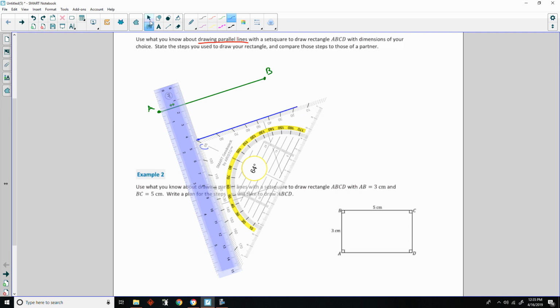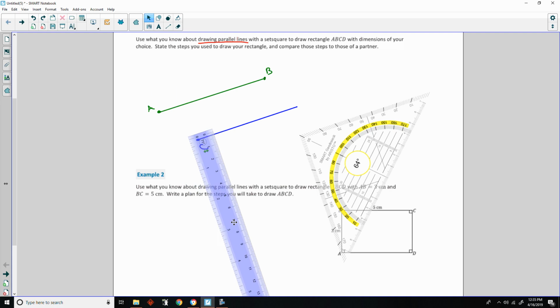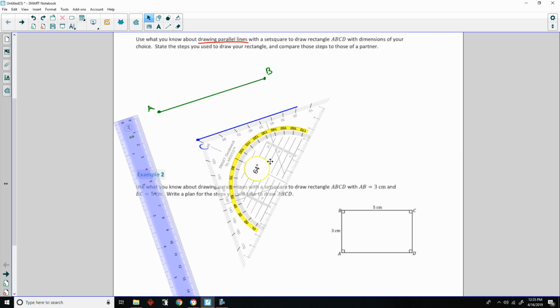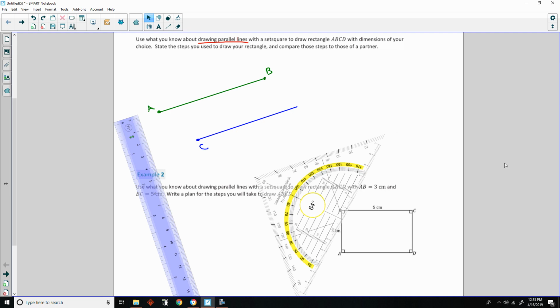Okay, so now I have two lines that are parallel, using the ruler as a guide and just sliding my square down to that point. Okay, so there's two parallel lines.